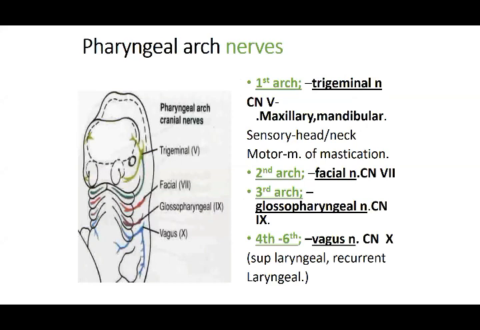Second arch, facial nerve. You see this, that is of the face. Third arch is the glossopharyngeal nerve. You can see it depicted in the third arch, and the fourth and sixth are the vagus nerves. The superior laryngeal and the recurrent laryngeal nerves are going to be there. So this diagram shows you each individual nerve. First one was your trigeminal, second was your facial, third is glossopharyngeal, and fourth is your vagus, the fourth and the sixth both.